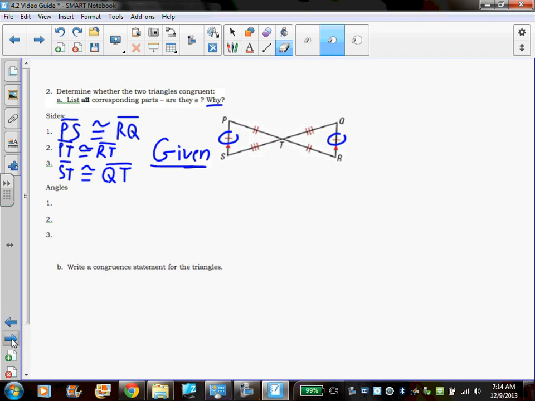One thing that we can see is that here, these two angles, this one and this one, are vertical angles. So we're able to say that angle PTS is congruent to angle RTQ, and the reason for that would be vertical angles.